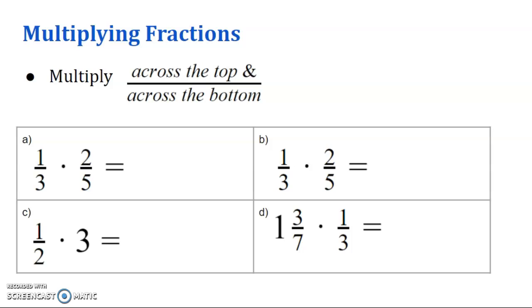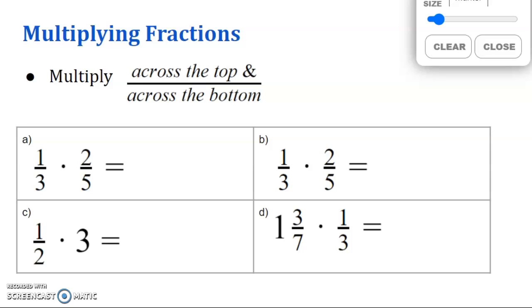Okay, now let's talk about multiplying fractions. Well, multiplying is probably the easiest of all the fraction operations because all you need to do is multiply across the top and across the bottom. That means you just multiply top with top and bottom with bottom. So 1 times 2 is just 2. 3 times 5 is 15. So the final answer is 2 over 15.